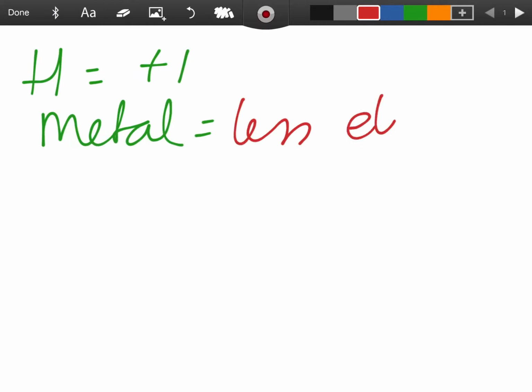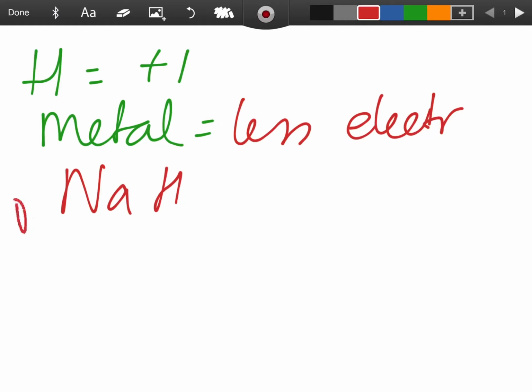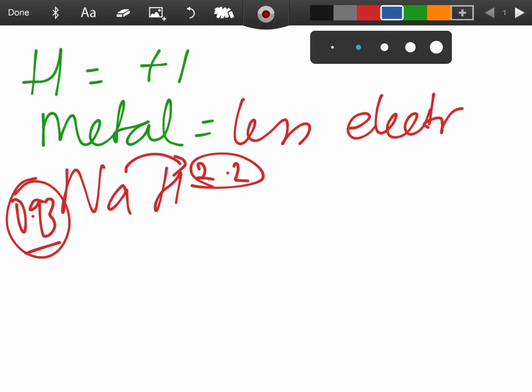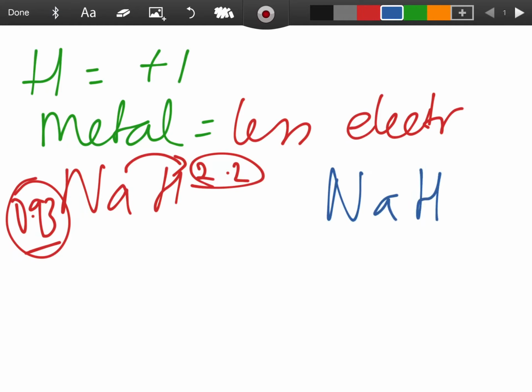Rule 5, hydrogen is normally plus 1, except if hydrogen is bonded to a metal. Now, why metals in particular? Because they are less electronegative. So something like if you saw NaH. Now, if you look up sodium in the periodic table, it's 0.93. Hydrogen is 2.2, which means that hydrogen is going to take the electron. It's more electronegative, okay? Now, don't overly worry about these last few rules.